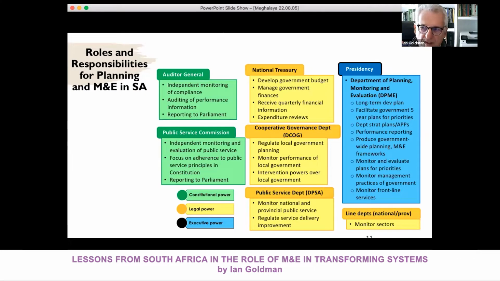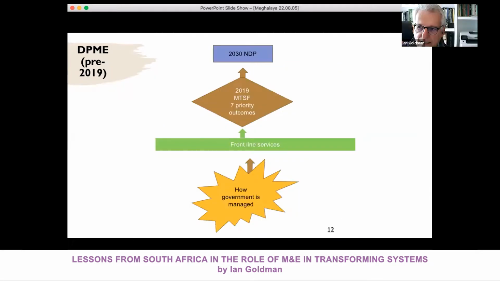I'm not going to go through this. This is the different types of structures that we have: the Auditor General, Public Service Commission, National Treasury. We have cooperative governance dealing with local government. We have a public service department. We have the presidency, and within the presidency is the Department of Planning, Monitoring and Evaluation that I was part of. And of course, you have line departments, both at national and provincial levels. We call them states, provinces, and they're monitoring in individual sectors.